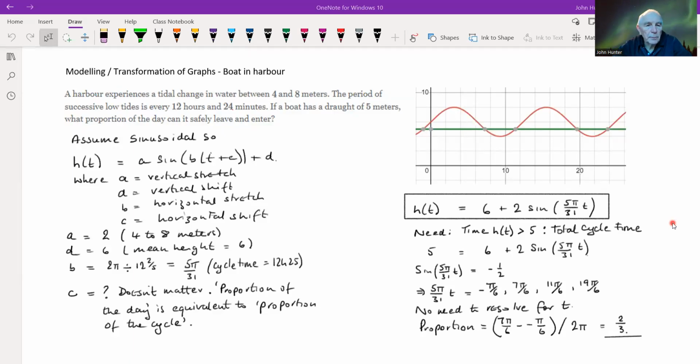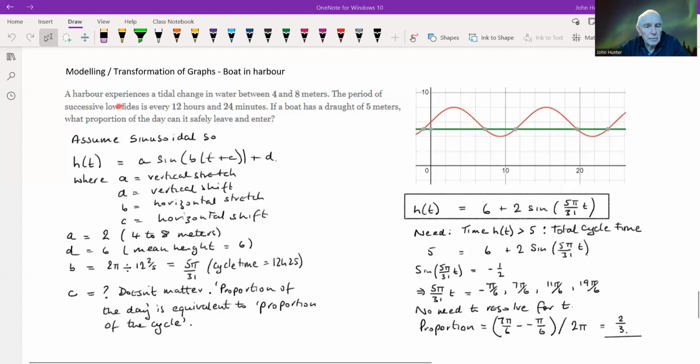Right, this is a worked example for a problem which fits both in modeling and in the transformation of graphs categories. There's a bit of crossover here, and that's particularly true in these sine function, cosine function type of problems. Let's have a look at this one.